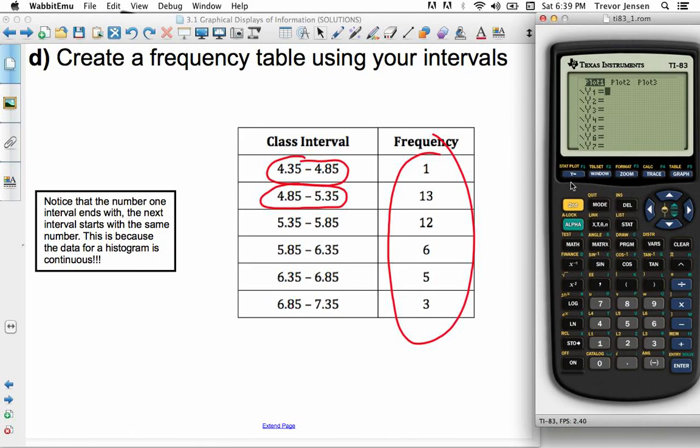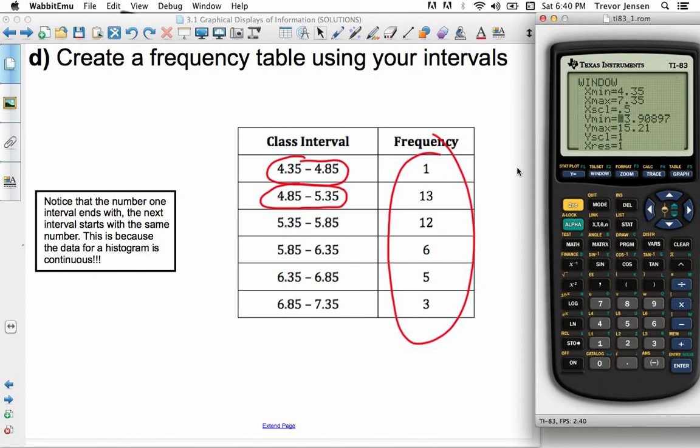So you turn your stat plot on: second, y equals, turn your stat plot on, change it to a histogram, and then make sure it has the appropriate list. I entered it into L3, so I make sure I hit L3 so it knows I want the data from L3. You could then hit graph, and zoom in on the data with zoom 9, and change your bin widths to match the bin widths that you made. So window: my minimum x value is 4.35, my maximum x value is 7.35, and my scale goes up by 0.5.